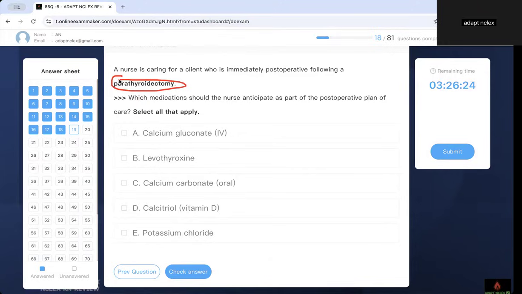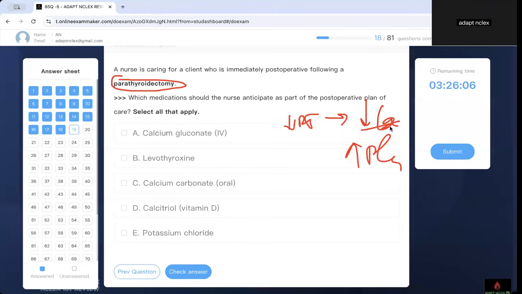Which medication should the nurse anticipate as part of the post-operative plan of care? When we remove your parathyroid, your PTH goes down, therefore your calcium goes down, and your phosphorus goes up. All I need to do is give you some calcium. What do you think the nurse is going to do? What are we expecting to happen? Put down your answer. Let me know.